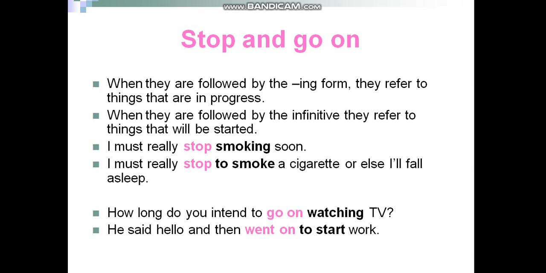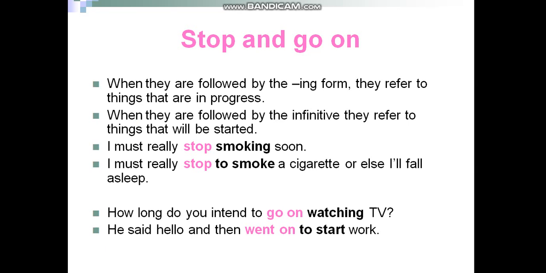I don't forget. Stop and go on. When they are followed by the ing form, they refer to things that are in progress. When they are followed by the infinitive, they refer to things that will be started. For example, I must really stop smoking soon. Now, stop smoking at all. I must really stop to smoke cigarettes or else I will fall asleep. Here, it's a certain time.